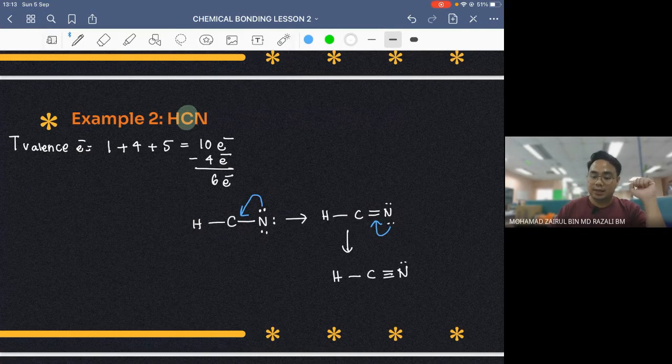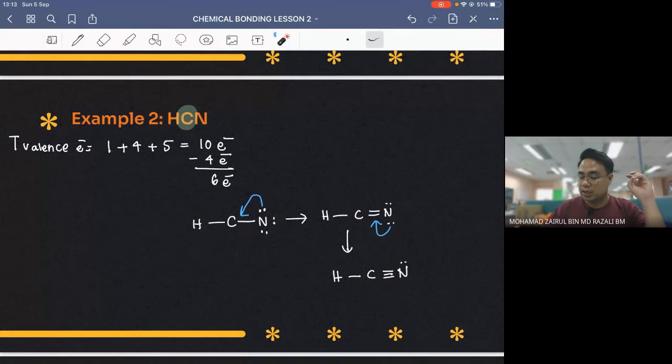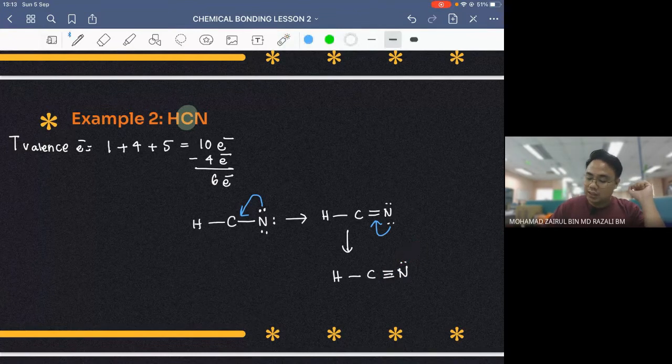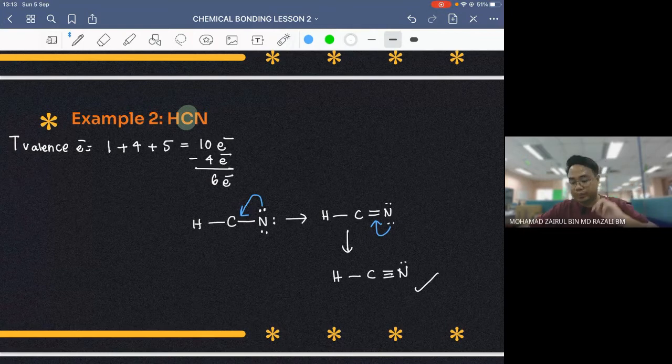Okay, so kita check dah octet belum semua. Okay, so hydrogen dah duplet. Okay, carbon dah 2, 4, 6, 8. So now the carbon is already achieve octet configuration. Okay, nitrogen we have 2, 4, 6, 8. So nitrogen also already achieve octet. So this is the stable ataupun this is the correct Lewis structure for HCN. So awak kena make sure setiap central atom dan terminal atom tu masih octet kecuali hydrogen.